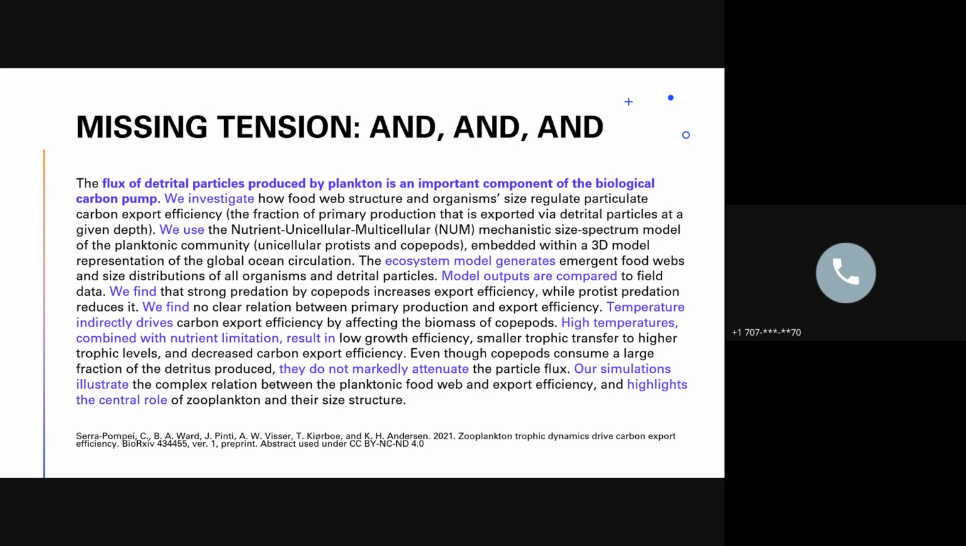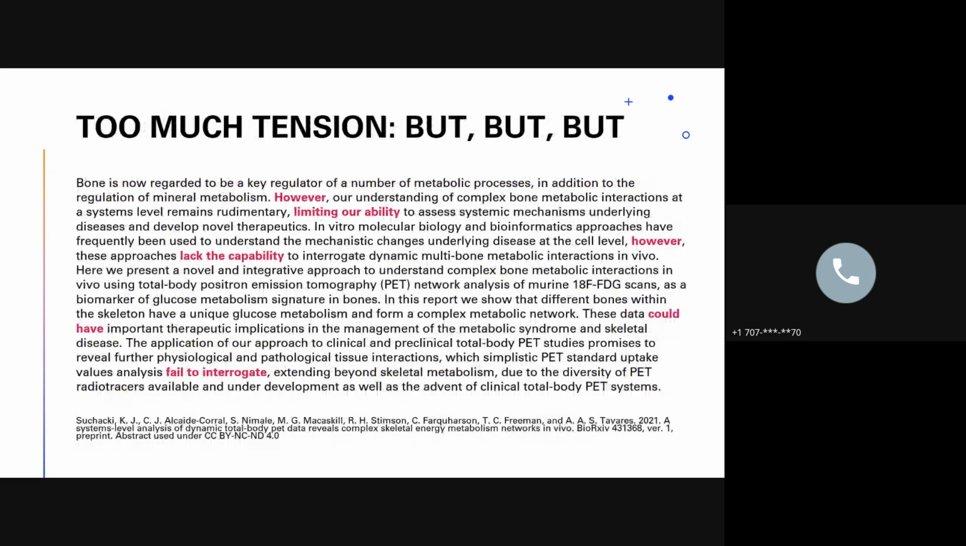We're not seeing any place where there is a clear but stuck in there to say, and here's the problem. Here's what we know, but here's the problem. Then we can also, just like before, have too much tension. So right now we've got an intro sentence, and then however, something; this limits our ability; however, something else; it lacks the capability; this fails to interrogate. We know these things, but we don't know this, and we don't know this, and we don't know this. That's too many things to include, because we don't know what direction this article is going to go in based on all of these different problems it's presenting.